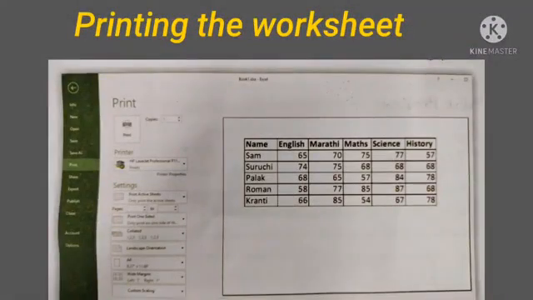Print Preview. It is used to display an image of the paper before you print it. It shows how a worksheet will look when you print it on paper. This will help you to make last-minute changes or adjustments in your worksheets.